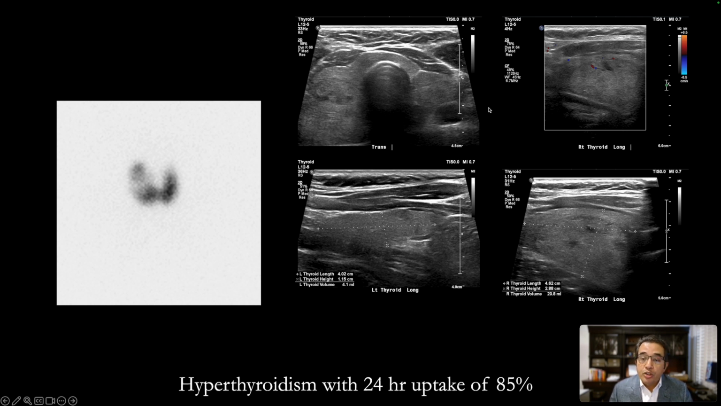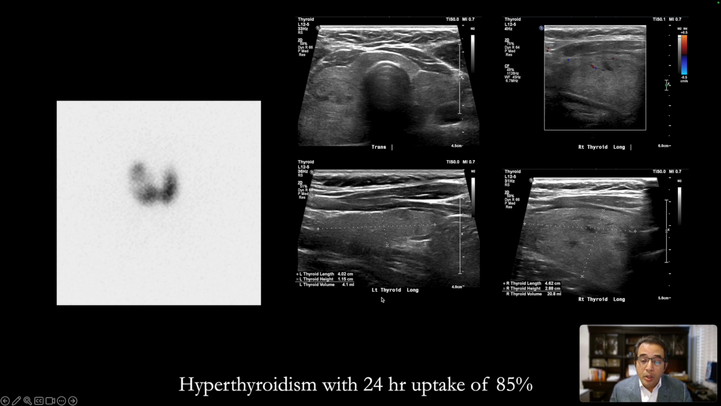In this situation, correlation with ultrasound is very important. So let's look at some corresponding ultrasound images on this patient. Here is an axial image showing the left lobe of thyroid, the right lobe of thyroid with suggestion of a nodule, and here is the isthmus. And the top right image is the long axis view of the right lobe of thyroid showing this nodule with some vascularity. It's a solid nodule.